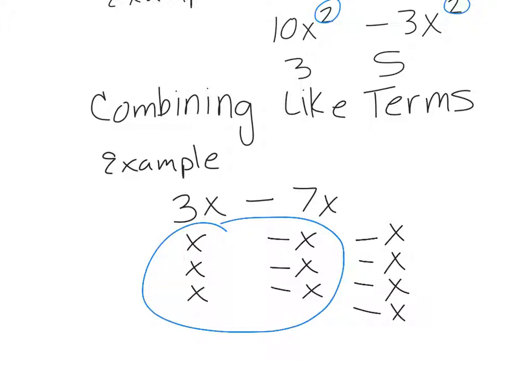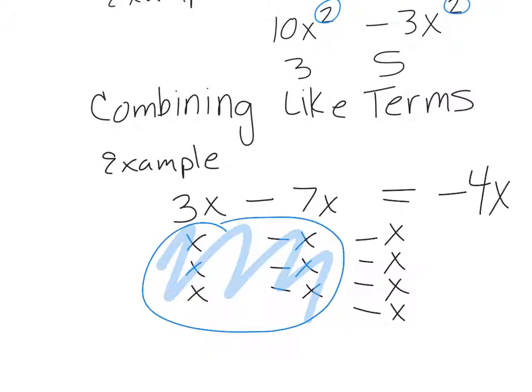What happened to all those ones I just circled in blue? They're gone. They canceled each other out. So yes, ma'am. If I combine positive 3 x's with 7 negative x's, I get 4 negative x's. Hopefully this is coming back to us a little bit. You can only combine them if they have the same variable, the same exponent.